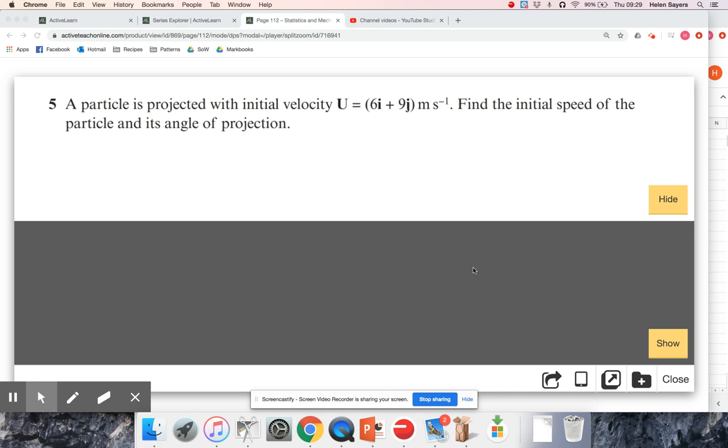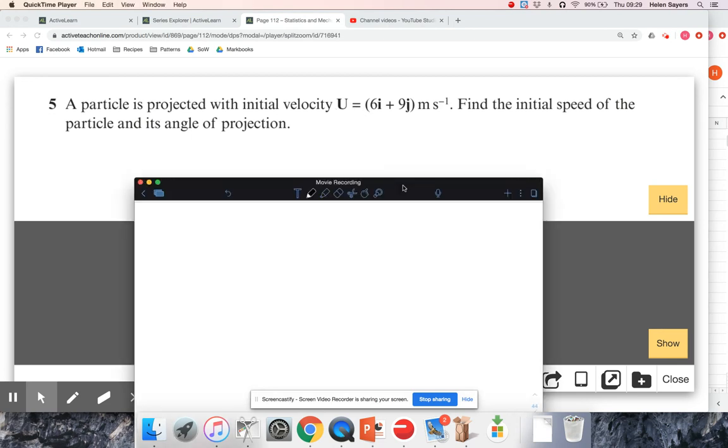Okay, so we're looking at the second year Stats and Mechanics textbook. We're doing chapter 6, which is on projectiles, and we're looking at exercise 6B, which is focusing on the horizontal and vertical components. So we're on question 5, and this is different to the previous 4 questions, because this time they're giving us the velocity as a vector and asking us to work back to the actual initial speed and the angle it was projected at. So there are no problems with that.